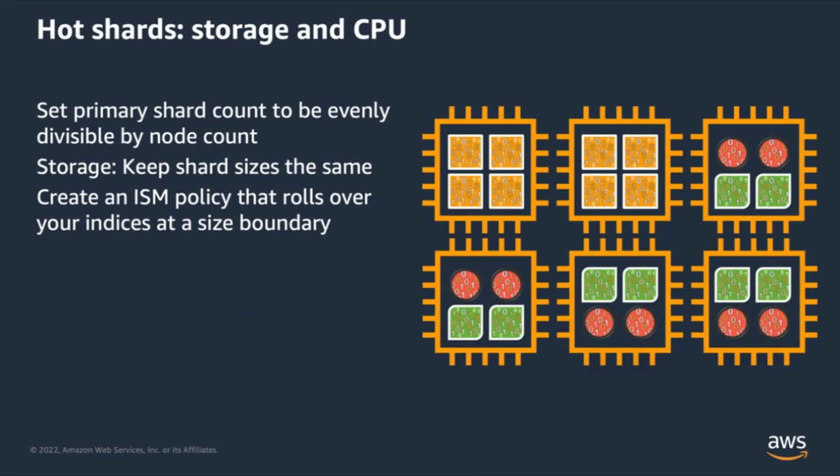To address that situation, first of all, as we said in the best practice, you want to set your primary shard count to be evenly divisible by the node count. That gives the best possibility that the shards themselves will get distributed evenly, because you're distributing each index evenly across the nodes. Now on the storage side, you can keep shard sizes the same by using the rollover facility. In this way, you change from managing the life cycle of your data based on the time that data has been there to the size of the indices that you're creating.